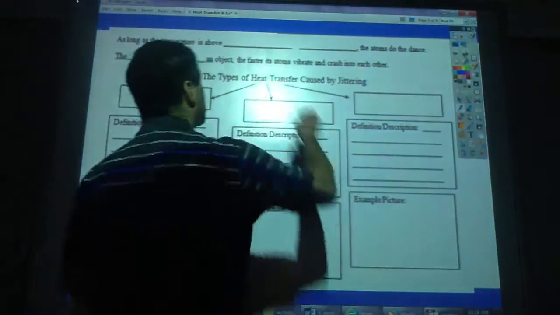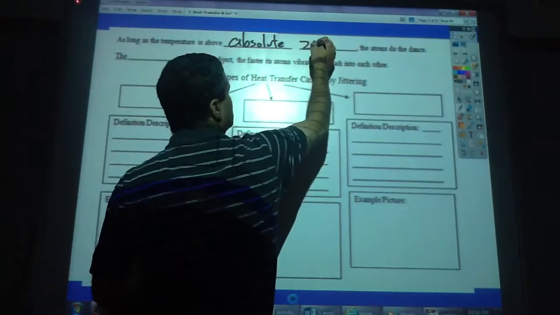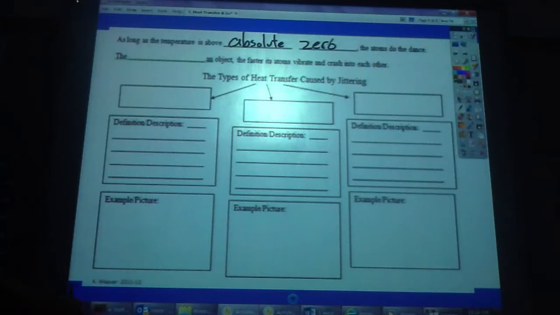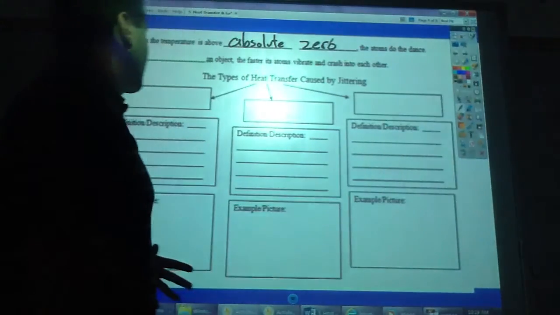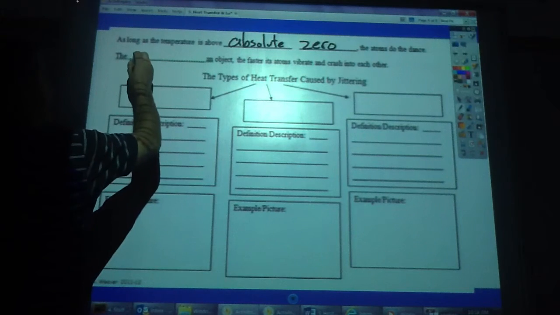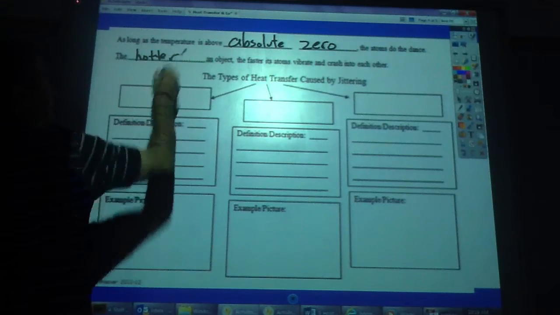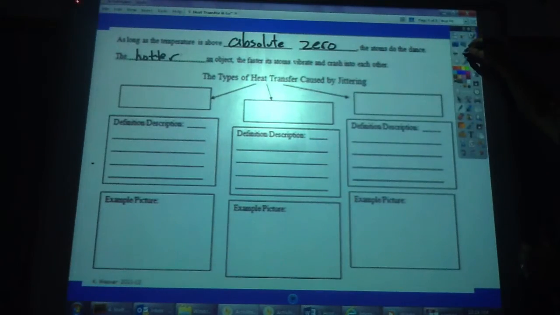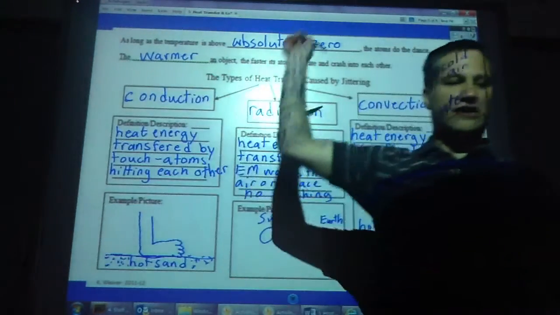And we call that temperature absolute zero. As long as it's above absolute zero, the molecules are dancing around. And then, as the temperature goes up, the hotter an object, the faster the atoms vibrate. I think I actually have all of this filled out on the next slide. Let me just double check. Yeah, I wrote absolute zero, and I said the warmer an object, hotter, warmer.